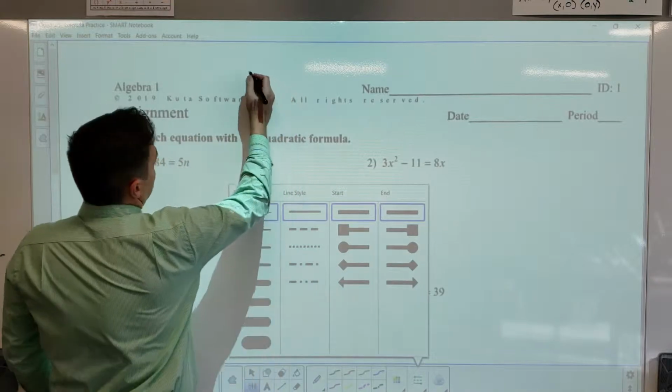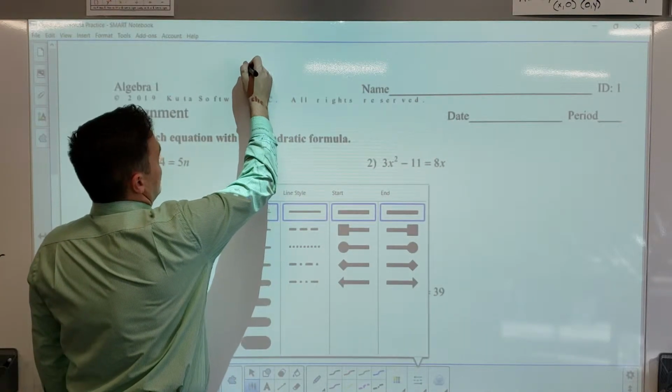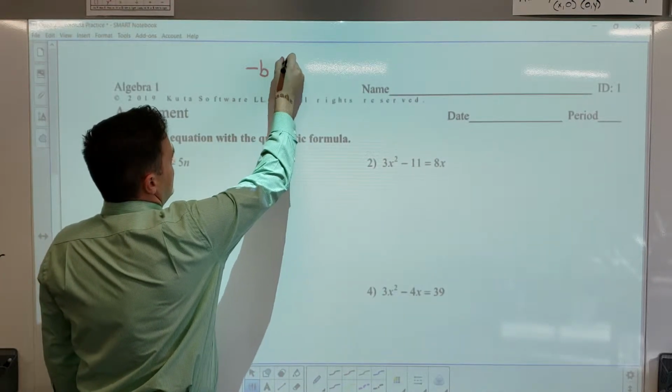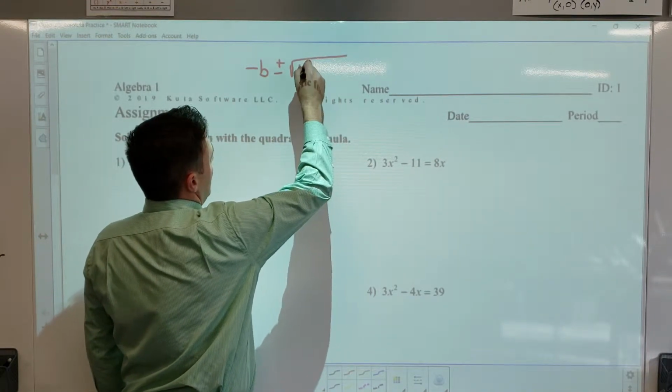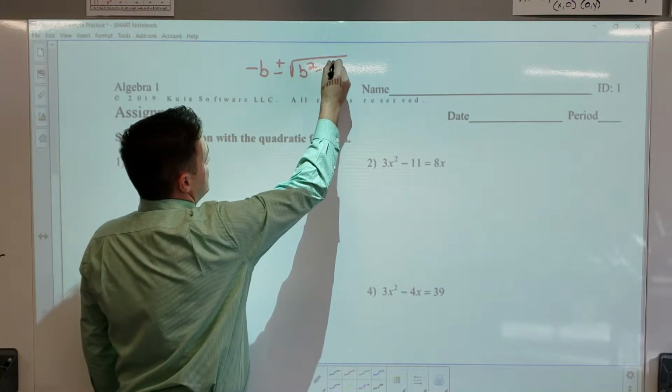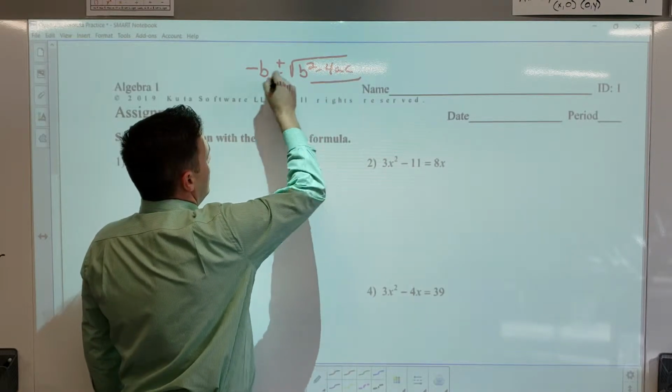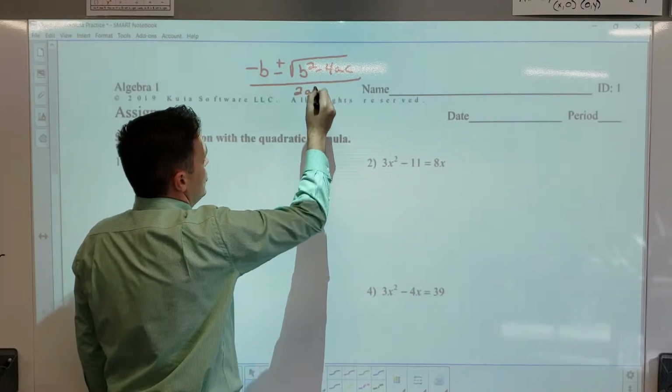The first thing you need to start off with is, what is the quadratic formula? It is negative b plus or minus the square root of b squared minus 4ac, all divided by 2a.